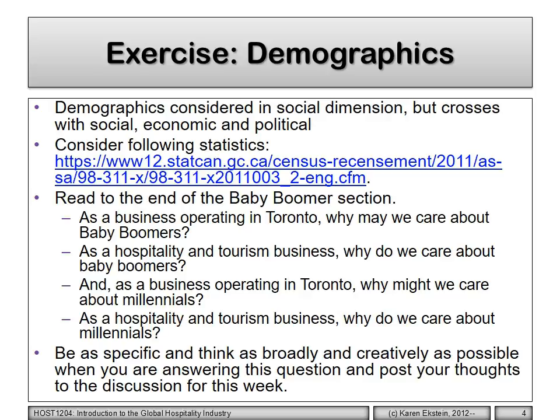I'd like you to read to the end of the baby boomer section and start thinking, if you were a business operating in Toronto, why might you care about baby boomers? And if you're a hospitality and tourism business, why might you care about baby boomers?